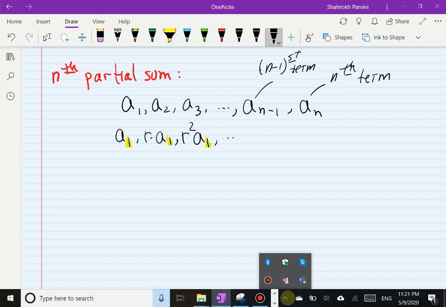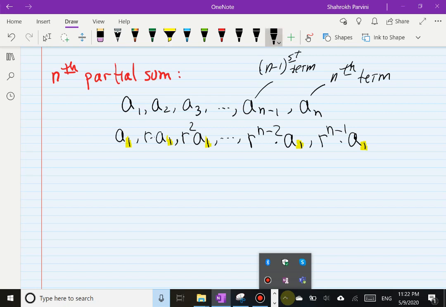So every term is stated in terms of the first term. For the n minus first term, actually, this is going to be r to the n minus 2 times a1. And the nth term is r to the n minus 1 times a1, the formula that we derived. Again, note the subscript 1. So every term up to the nth term is stated in terms of a1.